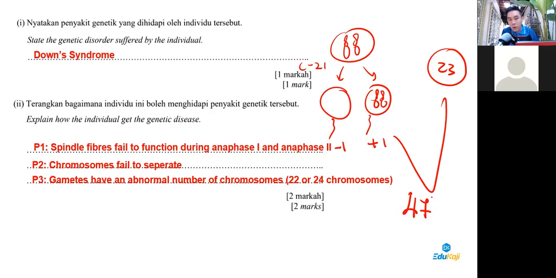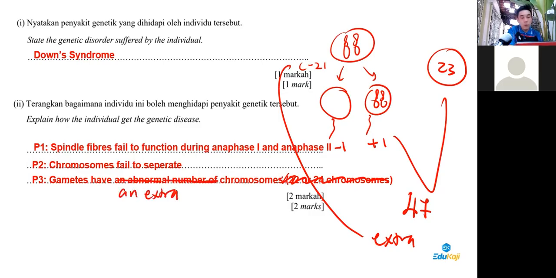Okay, and the extra chromosome would be at 21. Okay, so actually we shouldn't write this. Have an extra chromosome at chromosome 21. Okay, this is much better. Okay, guys, this is much better.